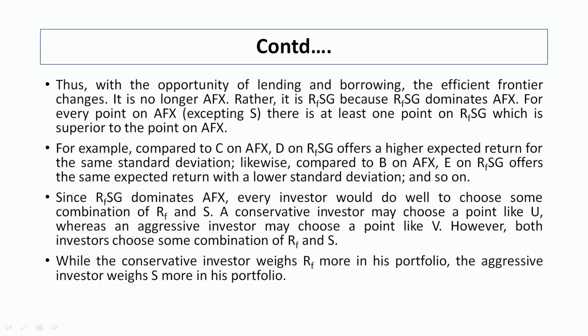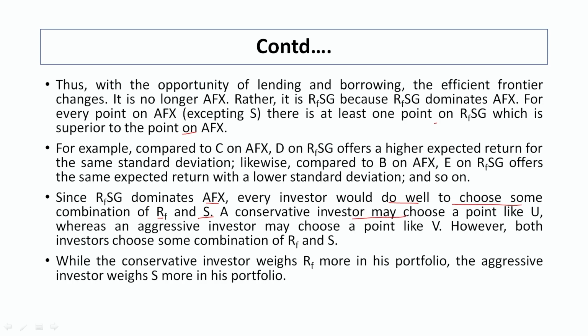So for every point on AFX excepting X, there is at least one point on RFSG which is superior to point AFX. So since RFSG dominates AFX, every investor would do well to choose some combination of RF and S. Why is it so? Because it is going to give them optimum return. And when we are talking about diversification, we should comprise our portfolio of bonds as well as the risky instruments. So here what we are doing, we are combining bonds, or we can say the treasury bills, as well as the risky instrument, and it is giving us the best returns.